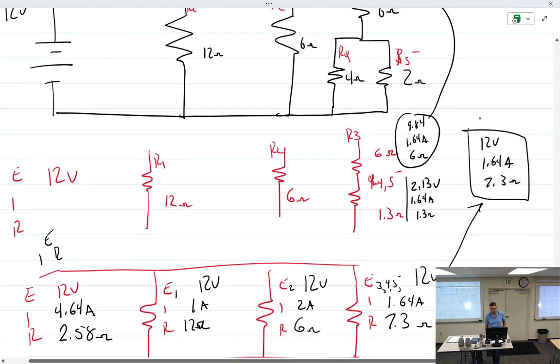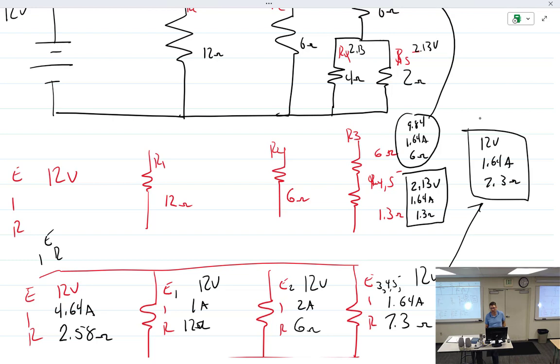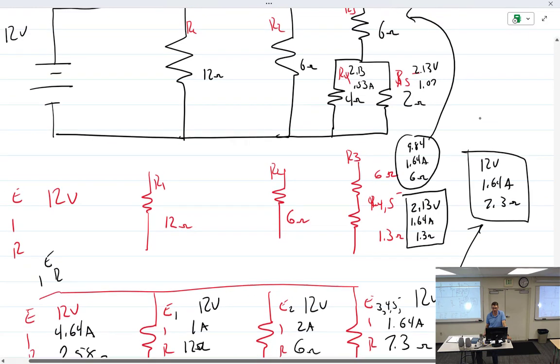But right here is the totals. So the total for 4 and 5, we have 2.13 volts, 1.64 amps, and 1.3 ohms. What's the constant with these two right here? Because they're in parallel, it's 2.13 volts. Each one is going to drop 2.13 volts, and now we just solve for the current, which is 0.53 amps. Right here, 0.53 amps, and over here it's 1.07 amps. 1.07 plus 0.53 should equal 1.64. We've actually completed the whole circuit.